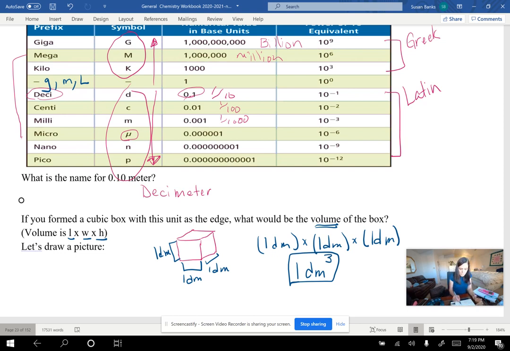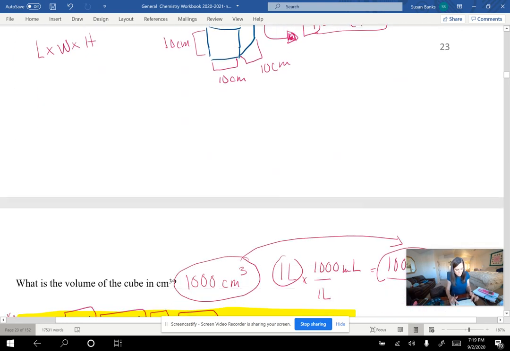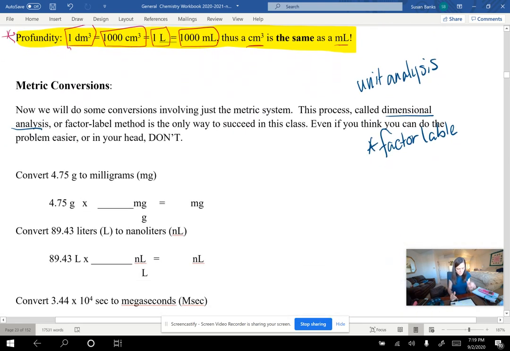So I know that there are 1,000 milligrams equal to 1 gram here because it's 1/1000th. So to make 1 gram, I'm going to need 1,000 of these little ones. Okay, so I need to use that conversion here. So I know that I have 1,000 milligrams equal to 1 gram.